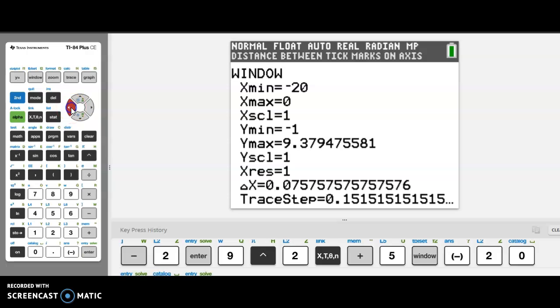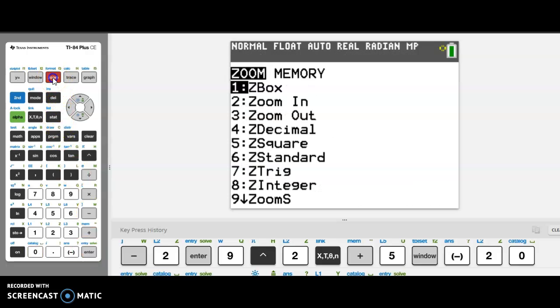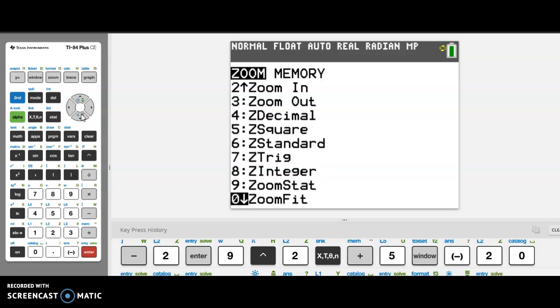And how about negative 20 to negative 10? Make sure you hit the negative key, by the way. If you hit a minus, it won't work. And then if I hit zoom 0, it'll fit perfectly into the screen with those x values.